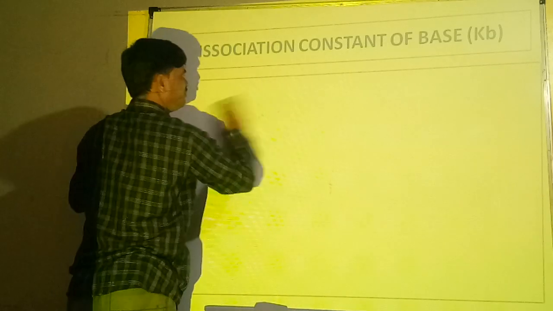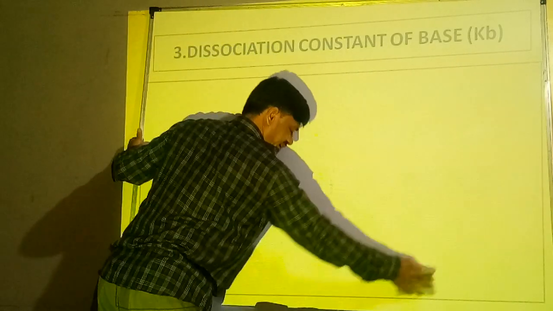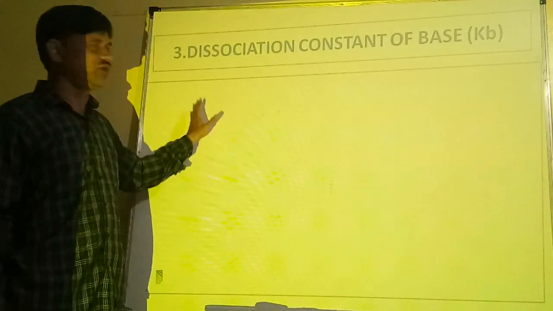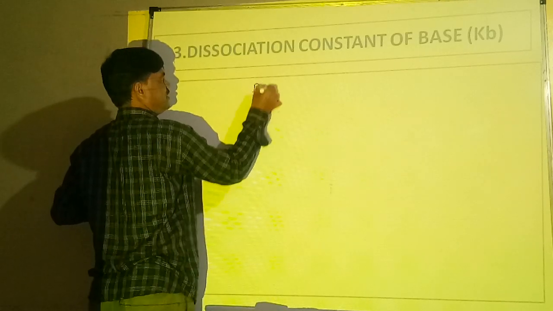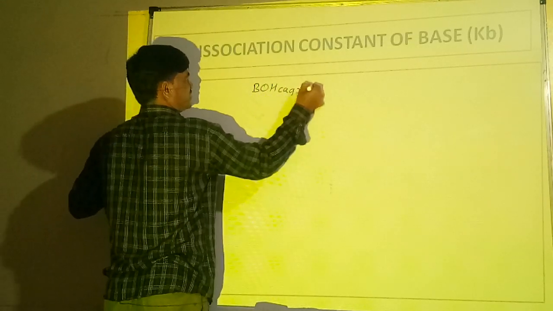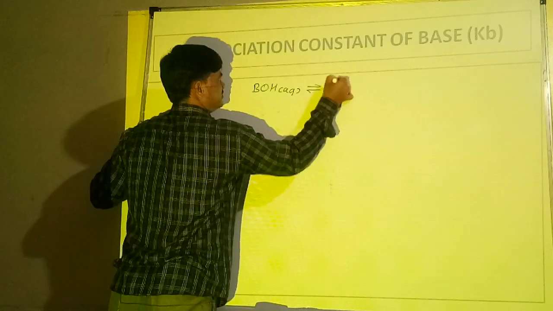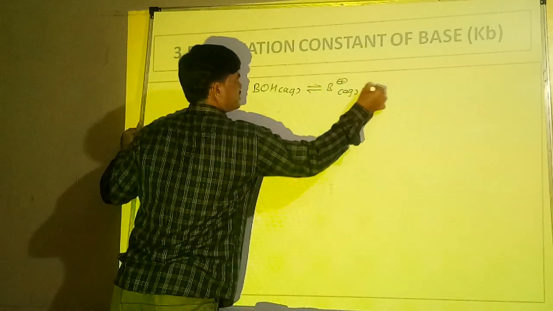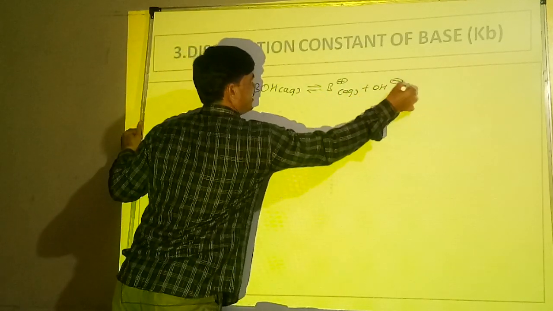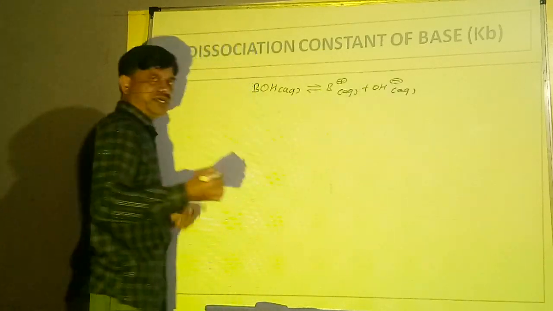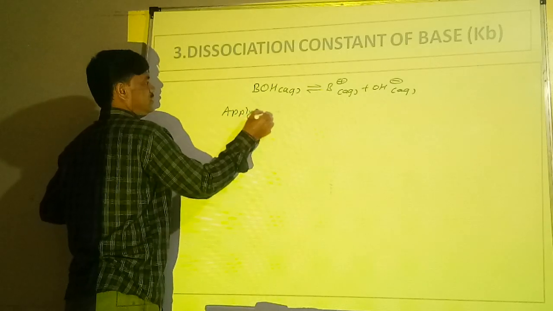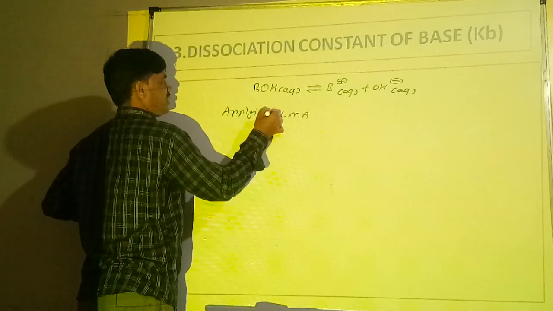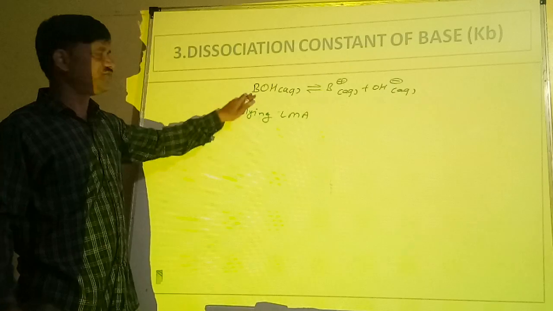The dissociation constant of base. So remember, for acid we are taking HA as a general example. For base, remember BOH is the general representation. So what we can write? BOH aqueous. How does it dissociate? According to its weak nature, B plus aqueous and OH minus aqueous. Now, if we apply the law of mass action, tell me the next step. We are going to apply the law of mass action to this equilibrium for base.